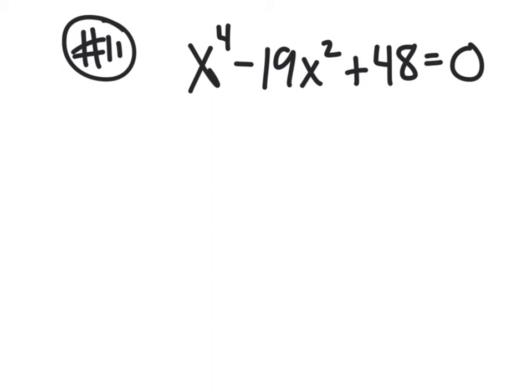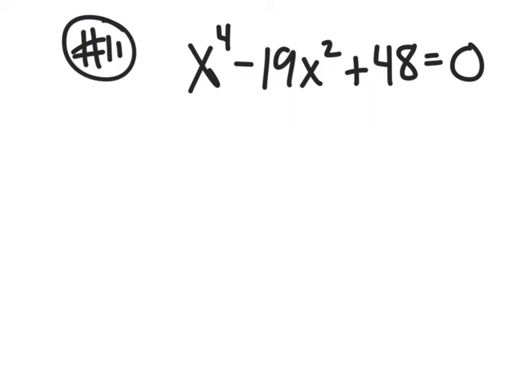So number 11 on our homework, we have x to the fourth minus 19x squared plus 48. Obviously, we're not going to use factoring by grouping. If I had 4 or more, 6 terms, I would try factoring by grouping. Is there anything in common in all 3 terms that you could pull out the GCF? No. And not only that, guys, here's the very first time in our homework that we have an equation equal to 0 that we need to actually solve.